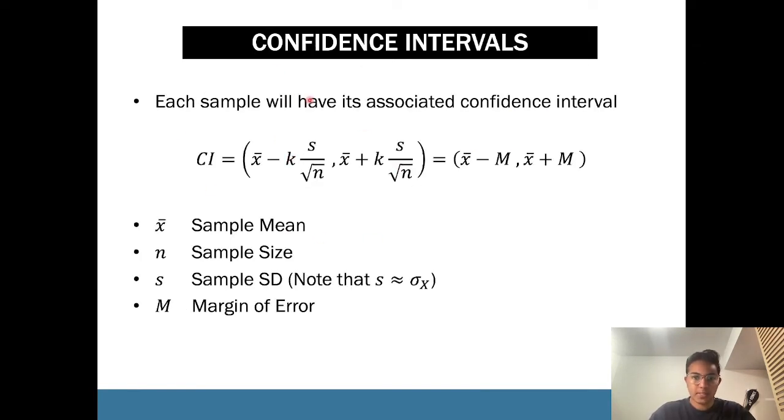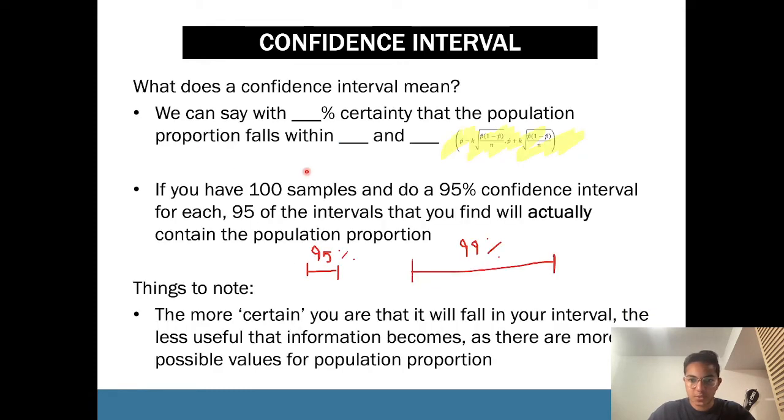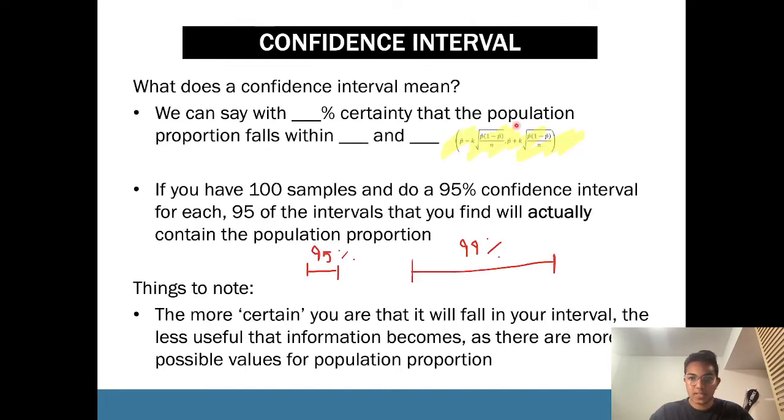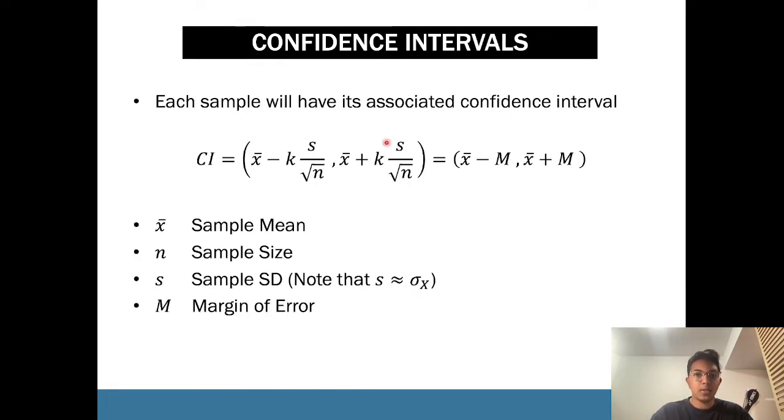So this is our confidence interval equation. It's just a condensed version of this. So each sample will have its associated confidence interval, right? And this bit here is known as the margin of error. So you would have seen this in methods probability. This is the one that you'll be using for X bar.